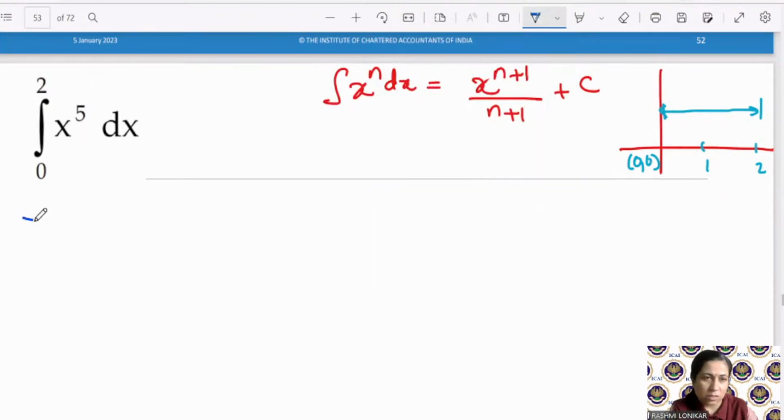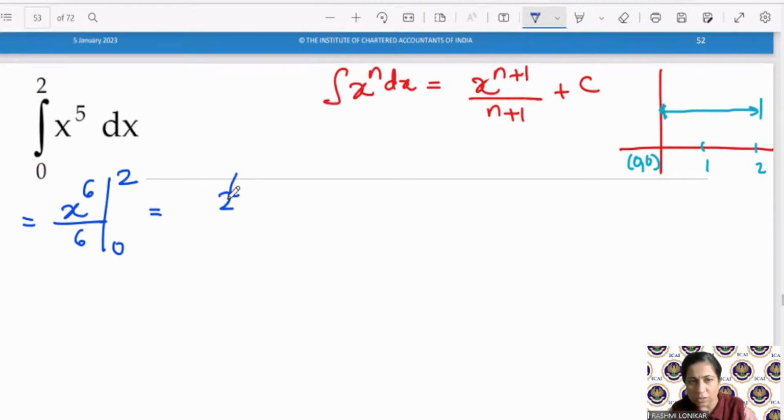This is equal to x raised to 6 upon 6, with limits going from 0 to 2. So I will first substitute the higher limit and then subtract the lower limit. So this is equal to x is 2: 2 raised to 6 upon 6 minus 0 raised to 6 upon 6.